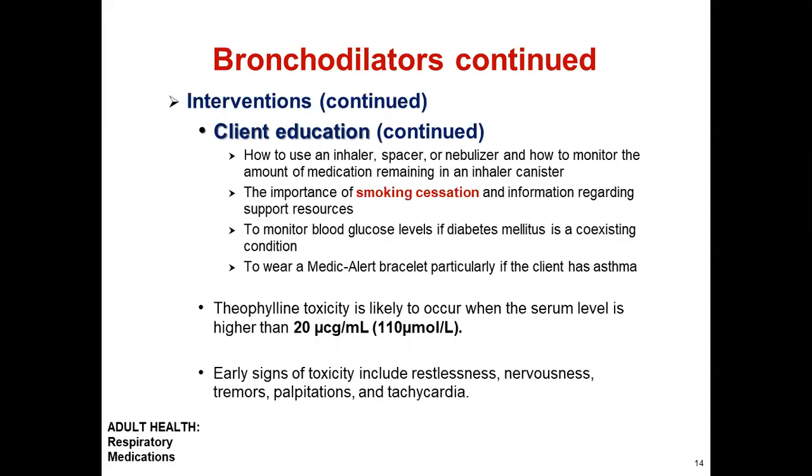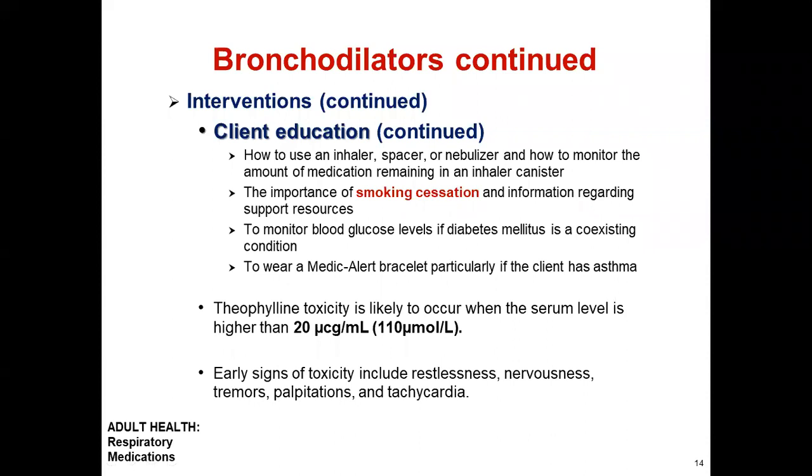What else? Also how to use the inhaler, the spacer, or the nebulizer at home. We can educate our patient on how to monitor the amount of medication remaining in an inhaler. The importance of stopping smoking, because smoking can cause bronchoconstriction. Smoking can cause cancer in the lungs. It is better to stop. Also monitor the blood glucose level if the patient is diabetic. Also wear a MedicAlert bracelet.